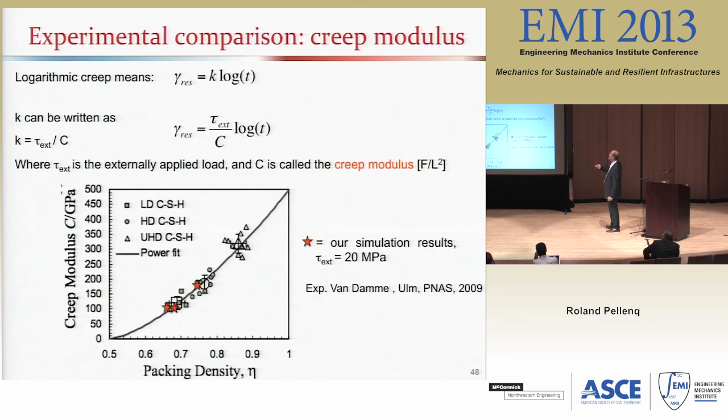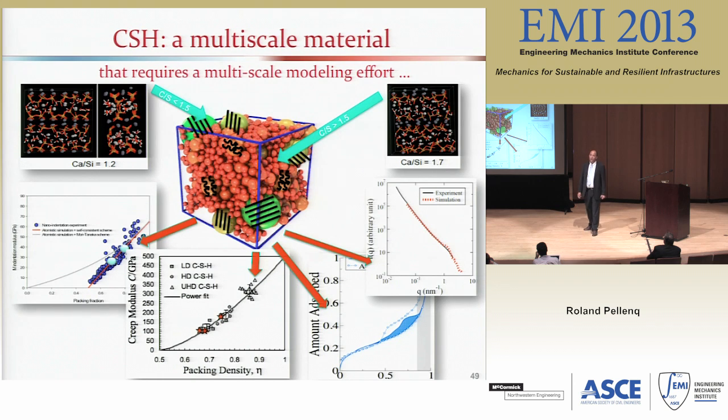Now, finally, we need to validate this. And one way to do it is to see what is the value we have in the simulation for this creep modulus, C, and then we can compare with the measurement of Mathieu Vandamme and Franz Ulm in this PNAS paper a couple of years ago. Those stars are our simulation, and they really are in agreement with the measurement when you plot the creep modulus as a function of the packing fraction. I think I'm done, and this is my conclusion, basically.